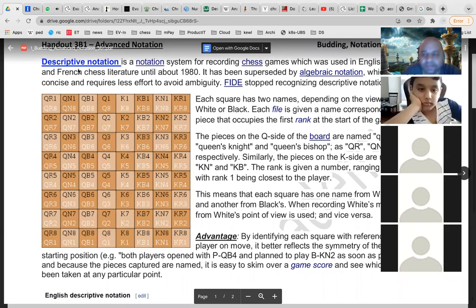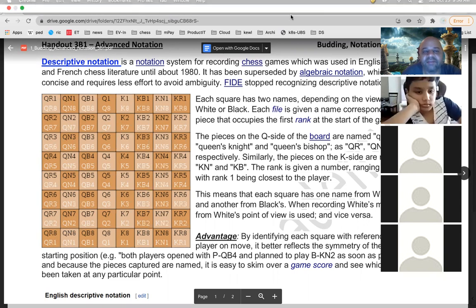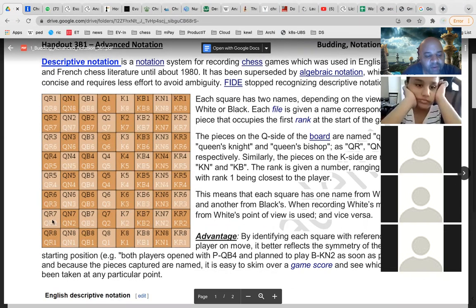But in descriptive notation, it is different. From white's perspective, he will start 1, 2, 3, 4, 5, 6, 7, 8. See everything that is written in the white font here. White's font means it is from the white side. So it starts with 1 and goes up to 8. QR1 to QR8, QN1 to QN8. But from the black side, it is written in black font. Can you see? What is QR8 for white is QR1 for black, because he is looking at it from his perspective. So he will start from his side as 1, 2, 3, 4, 5, 6, 7, 8. Okay, so this is the first difference.